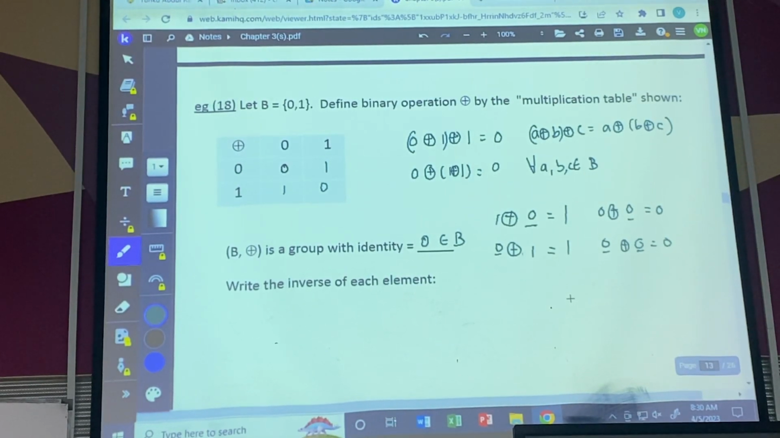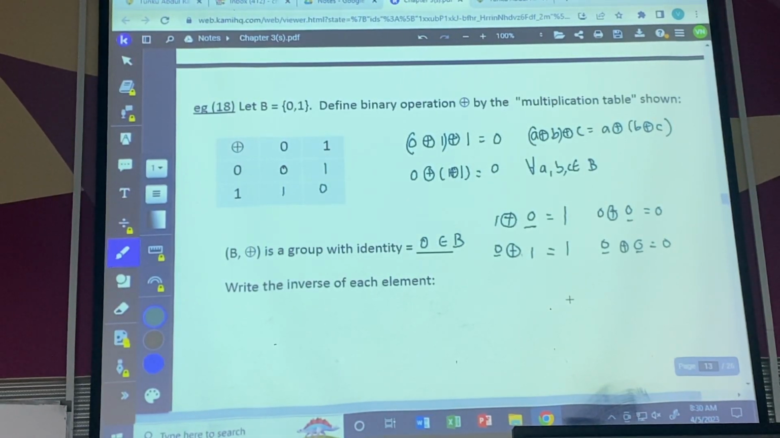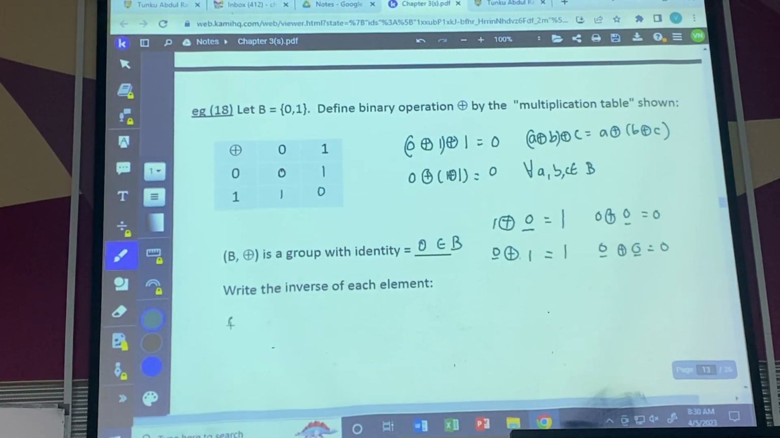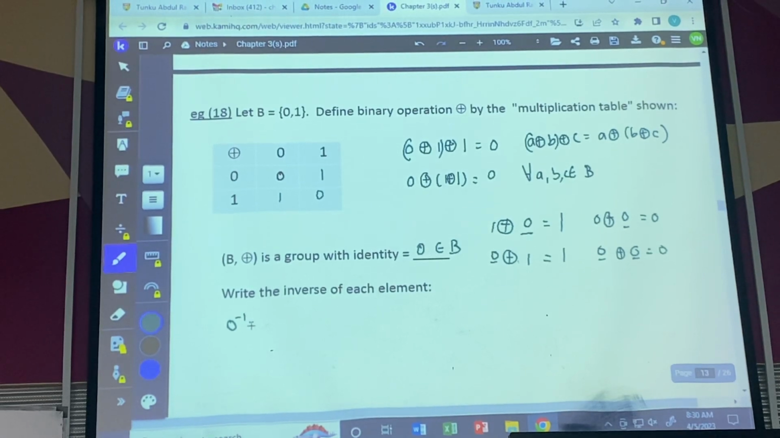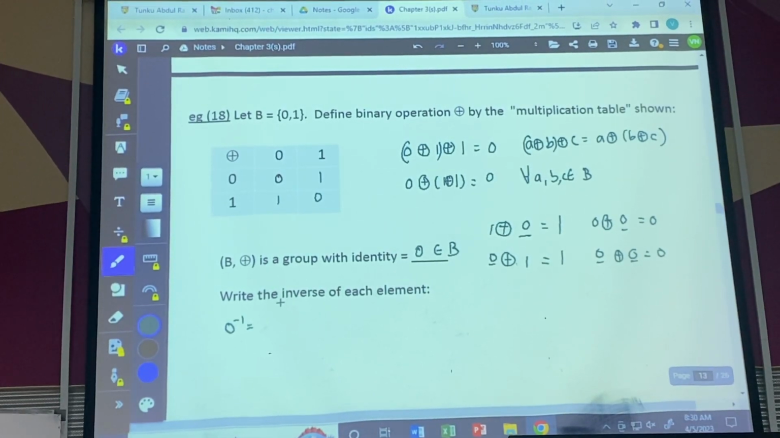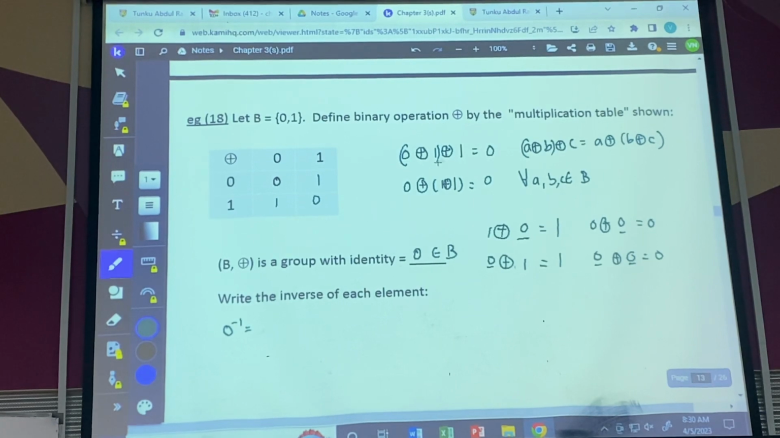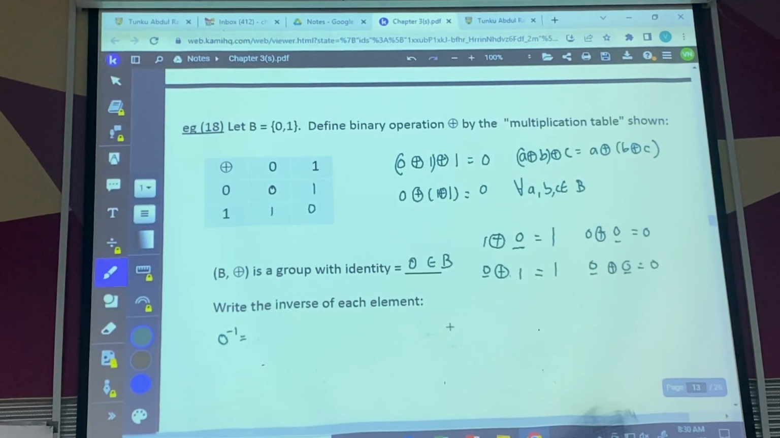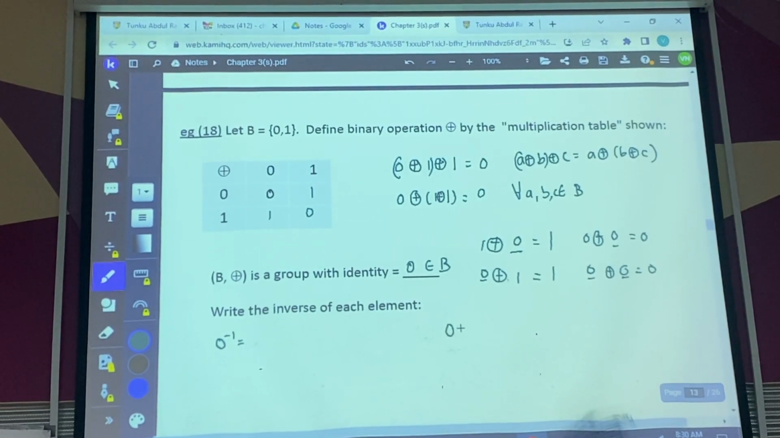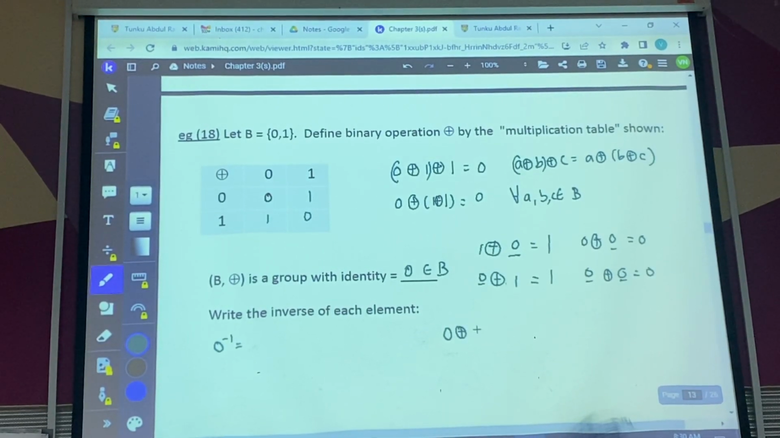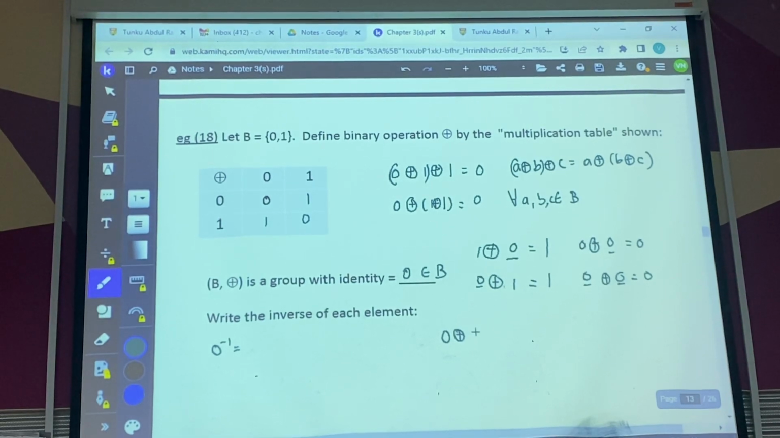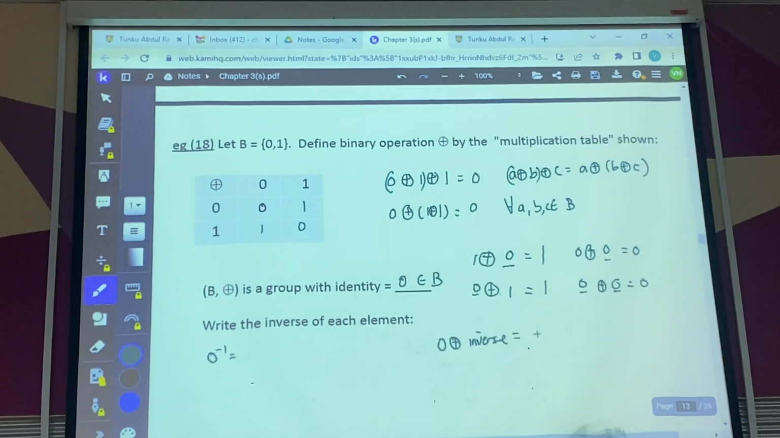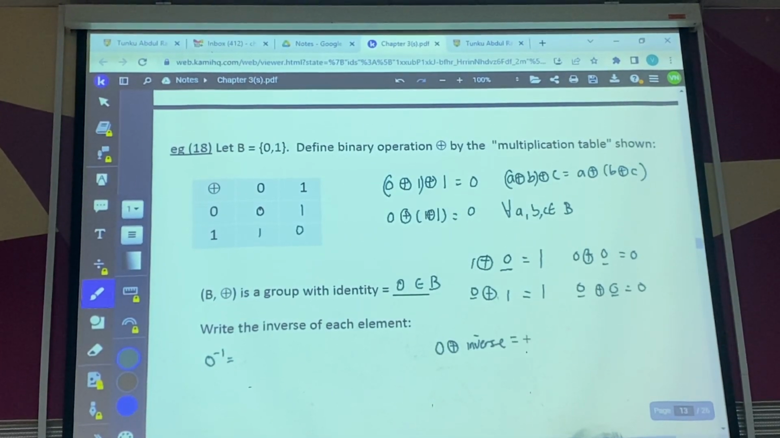Now we have two elements here, 0 and 1. So what are the inverse for each of them? What is the inverse of 0? How to find the inverse of 0? Let's say I write like this: 0 exclusive or the inverse. The inverse should equal the identity, which is 0.